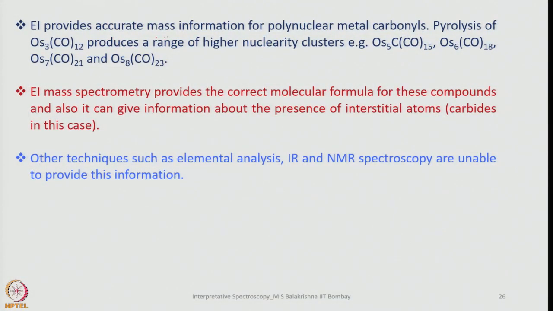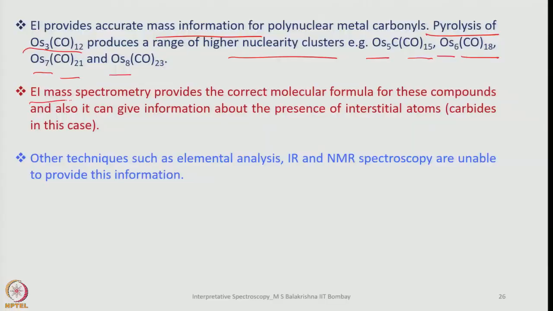This EI provides accurate mass information for polynuclear metal carbonyls, and pyrolysis of Os3(CO)12 produces a range of higher nuclearity clusters: Os5C(CO)15, Os6(CO)18, Os7(CO)21 and Os8(CO)23. This is how higher analogs are made, starting from the simplest one such as Os(CO)5 or Os3(CO)12. Similarly, in the case of iron, we use Fe(CO)5, and from that we can make Fe2(CO)9 and Fe3(CO)12 and so on. And they are known for undergoing disproportionation reactions to form high nuclearity clusters.